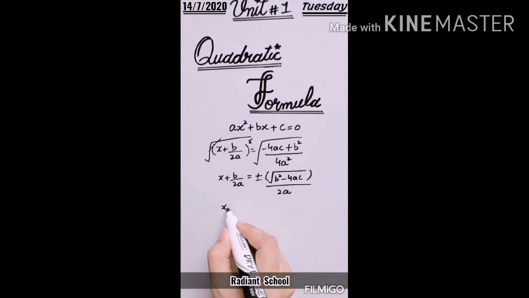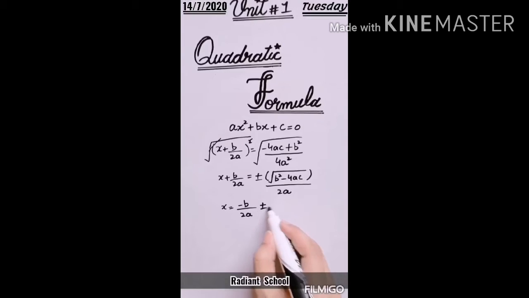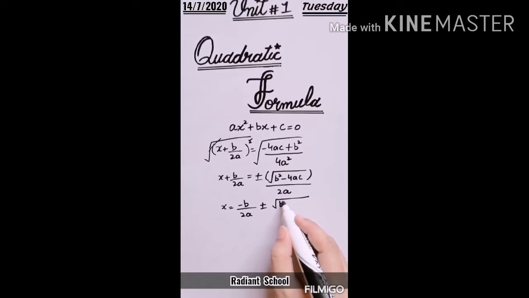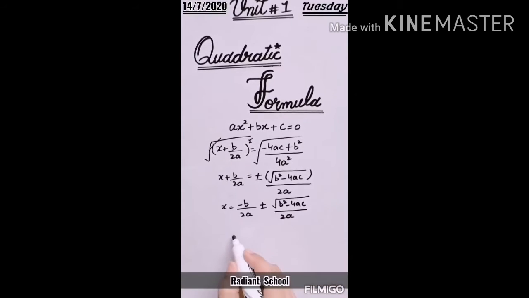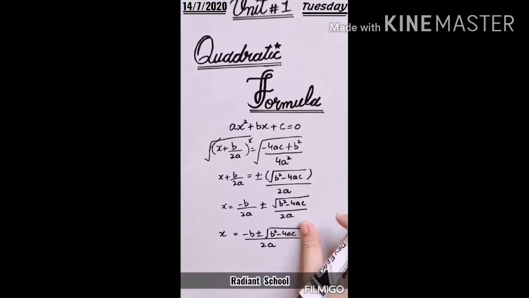Now we have to find the value of x. We will shift this plus b over 2a on the other side. It will be minus b over 2a plus minus square root of b square minus 4ac over 2a. Again we will take the LCM. 2a will be LCM: minus b plus minus square root of b square minus 4ac is your value of x. So this is the solution of your standard quadratic equation.